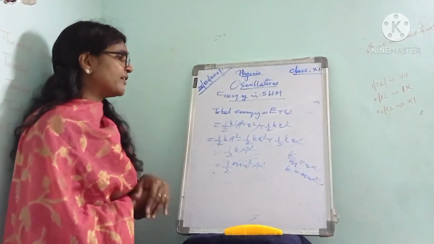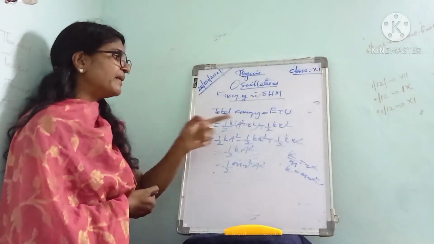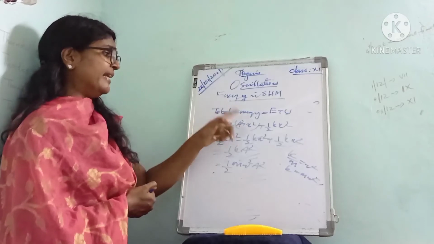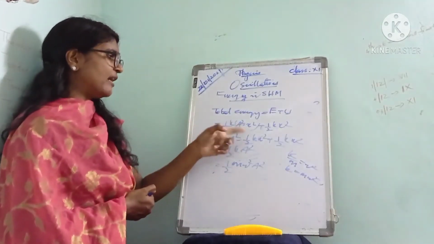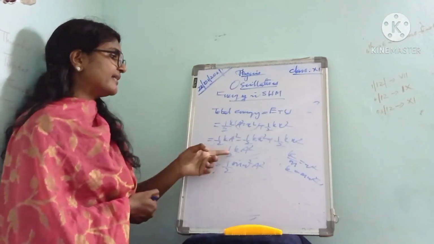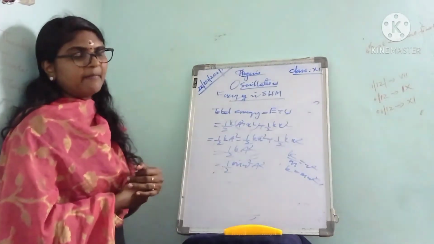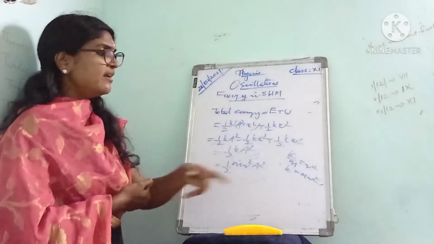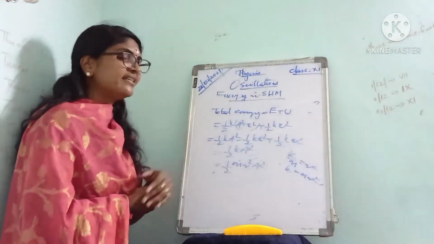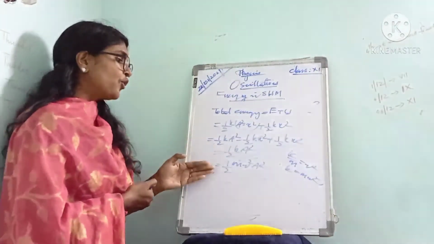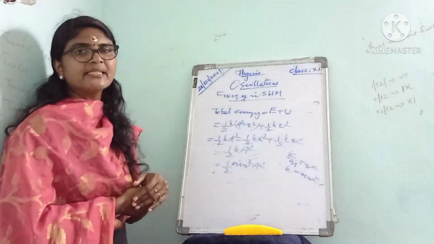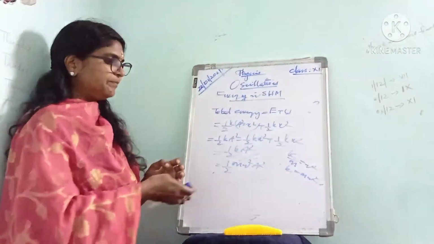The kinetic energy is half k a square minus x square plus potential energy half k x square. Taking half k inside, half k a square minus half k x square plus half k x square. These two cancel and the remaining is half k a square. But we know k by m equals omega square, so k equals m omega square. So the total energy is either half k a square or half m omega square a square. That is the total energy of a particle that executes simple harmonic motion.